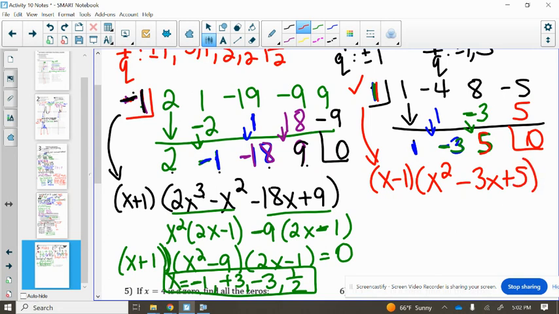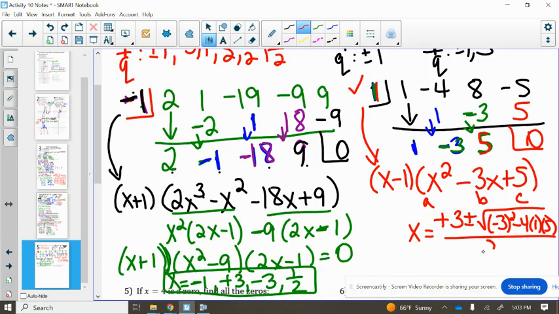Now this at first looks like it might want to be factorable, but unfortunately there's nothing that multiplies to be 5 that then will add to be 3. So what we're going to have to use instead would be the quadratic formula. So we have a, b, c, x equals negative b plus or minus the square root of b squared minus 4 times a times c all over 2a.